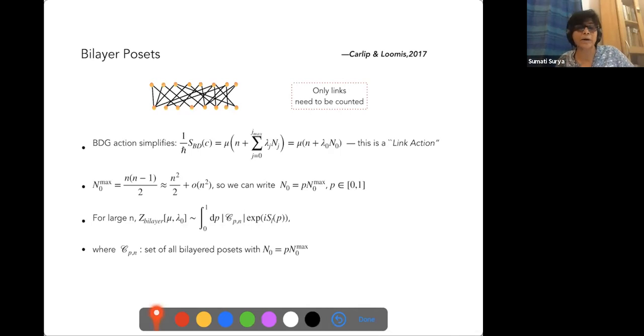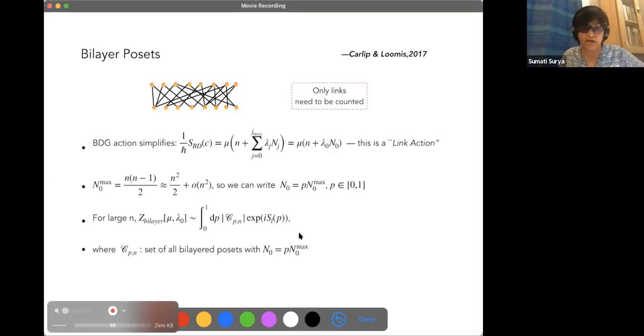And when you do that, if you look at the class CPN of all bilayered posets with a given fractional set of links, which is P, then you obviously can rewrite your partition function over all bilayers as this integral from 0 to 1 of dp with this weight, which is basically counting the number of bilayer posets with P n0 links, weighted, of course, by what's effectively the link action, the exponential of the link action. Yes, so this is what they set out to calculate.